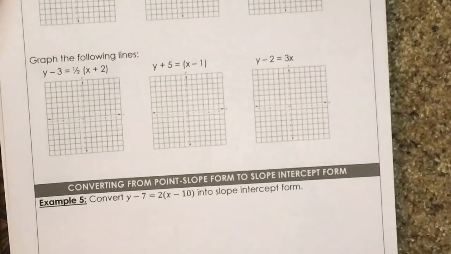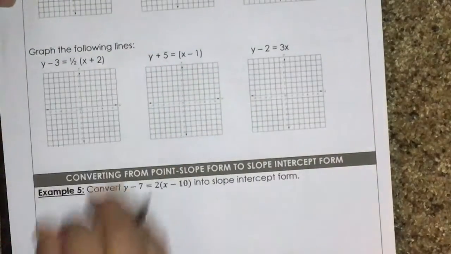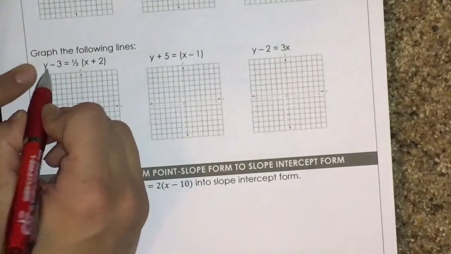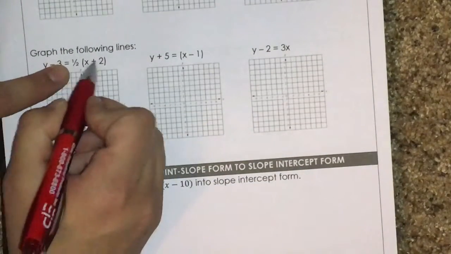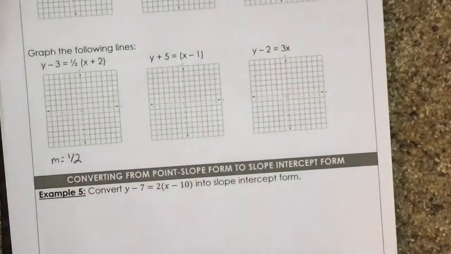Moving on to graphing equations in slope or point slope form. When you're graphing equations in point slope form, you need to first identify what it is that the equation is giving you, okay? So for this first one, we know that the number in front of the parentheses represents the slope. So our m is going to be 1/2. Let's also identify the point that they're giving us.